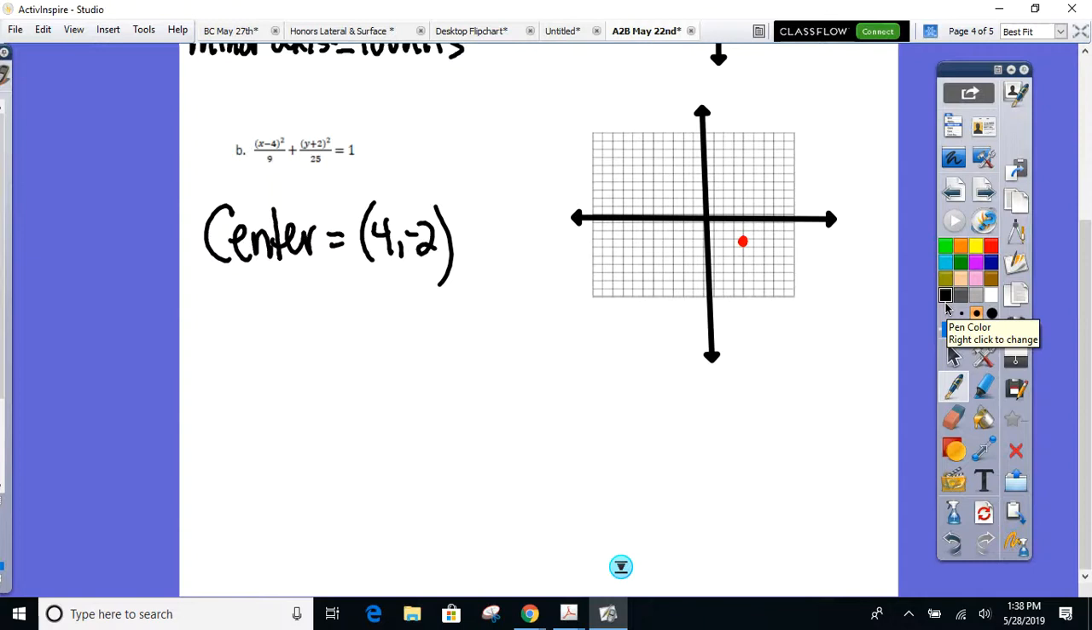Major axis. Where's it going to be? Vertical or horizontal? Vertical, so I want to go up and down here. How many units do I want to go up and down from my center? 5 units, yep, because everyone see above the y is 25, the bigger one. So I'm going to go up 5, 1, 2, 3, 4, 5. Down 5, 1, 2, 3, 4, 5.